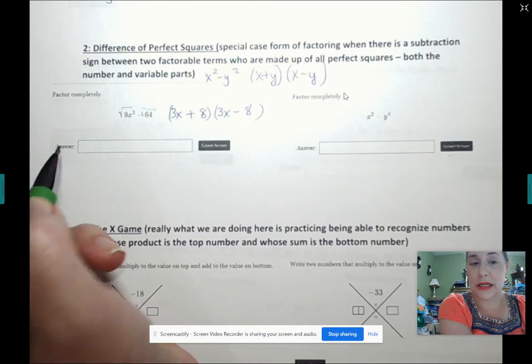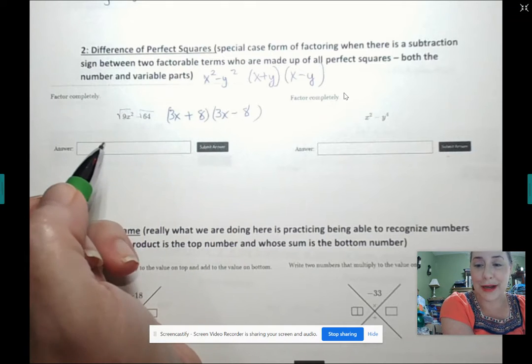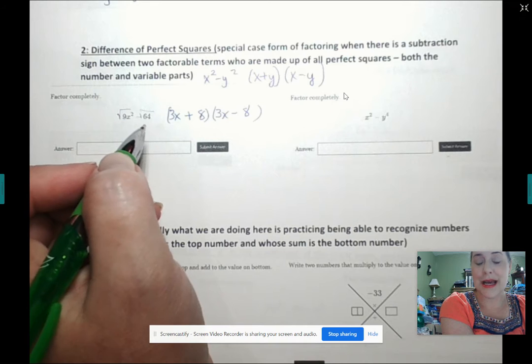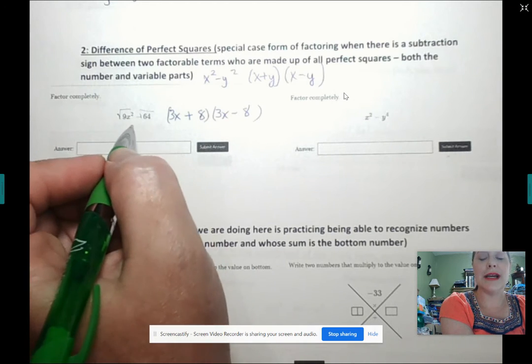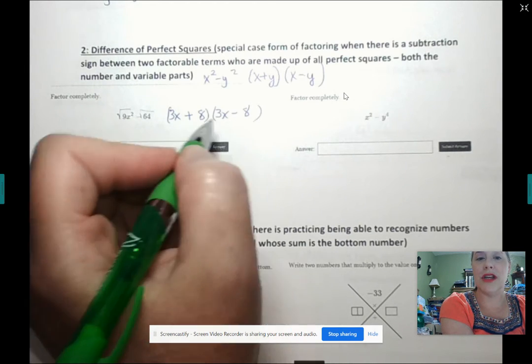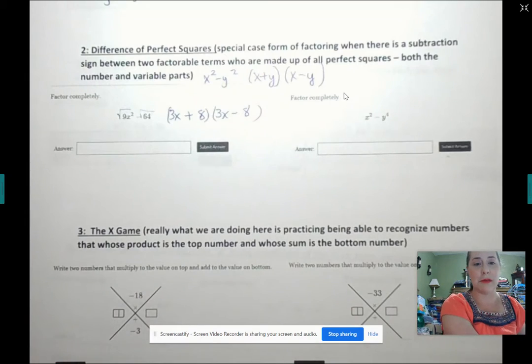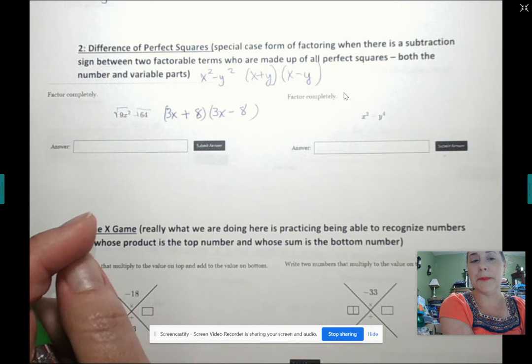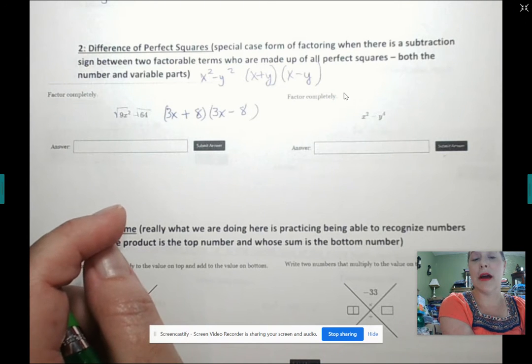Now, what I should have reminded you is look for a greatest common factor first. Okay, there isn't one here, but you should always look for it first. Otherwise, you could end up with 2 factors where you can see that there's something that could have been pulled out. 3x and 8 have nothing in common, so I know that's not the case here. But do look for a greatest common factor first.